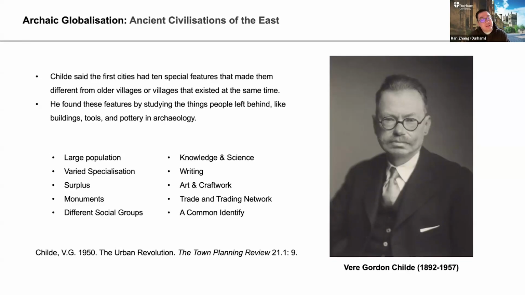And Golden Child said it's not necessary to have all of them, but we need to keep them in mind, that when we see a civilization, we probably need to see features like those things. And then we think about trade. Long-distance trade really needs organization of people in the past.